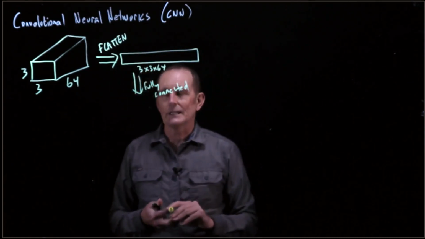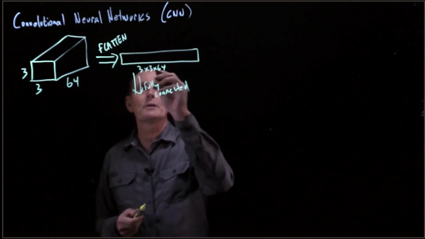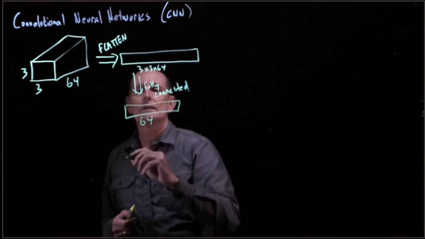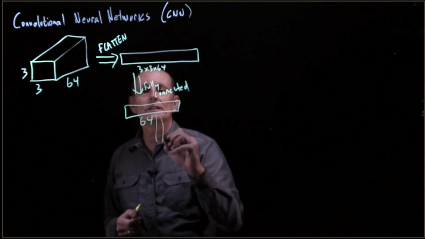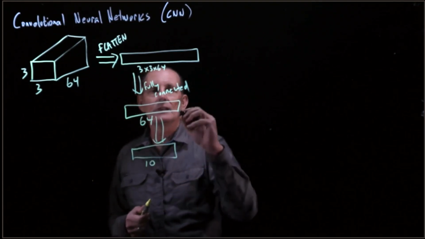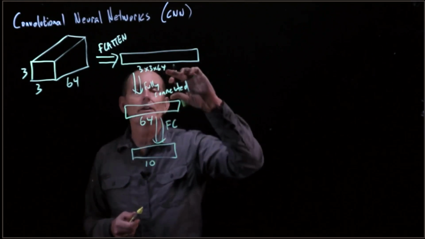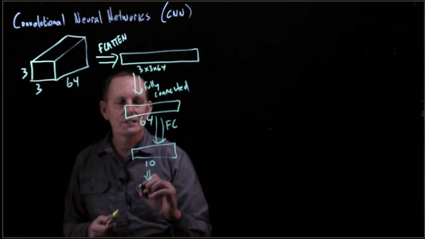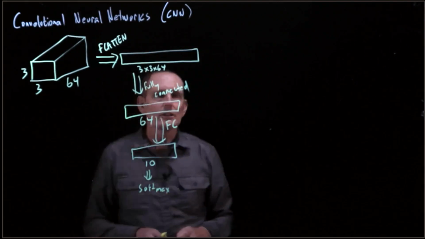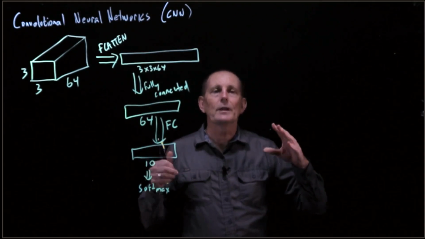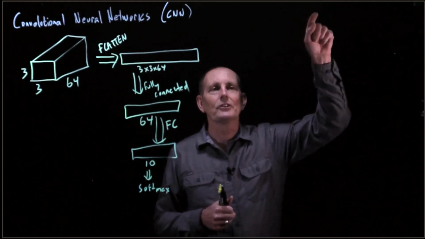So we can do two fully connected layers here. Let's say we can go from 3 by 3 by 64 to let's say something of size 64. And then we can go ahead and feed this into something of size 10. So again, fully connected layer here, fully connected layer here, and then our output we can dig out into a softmax.